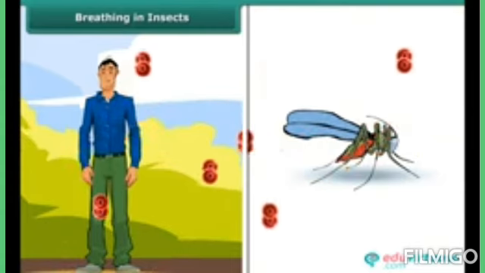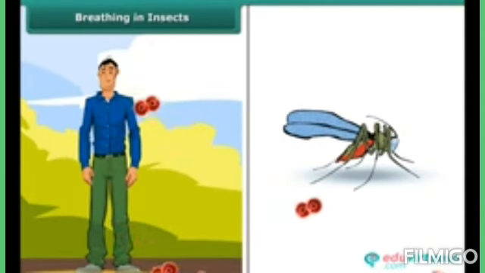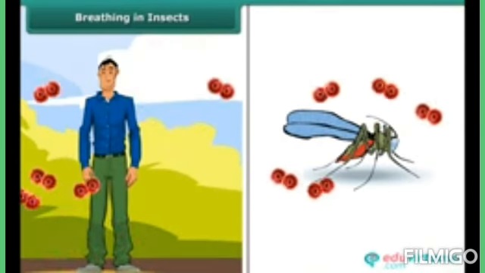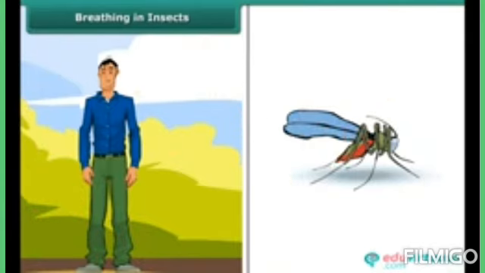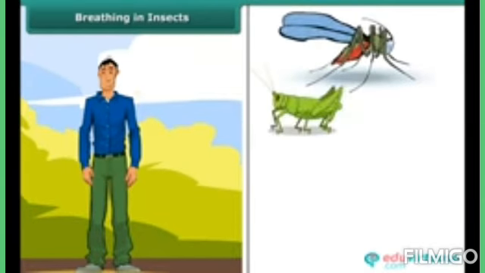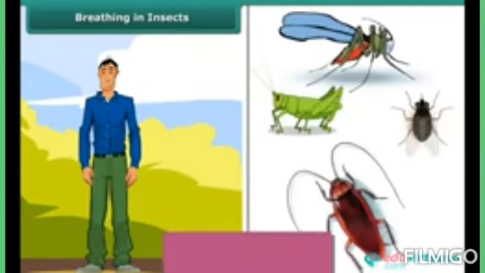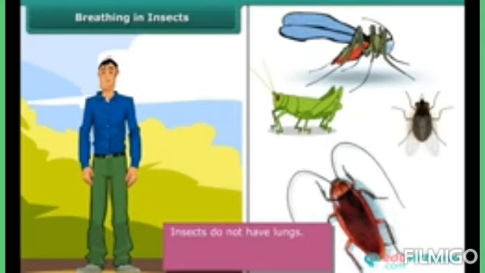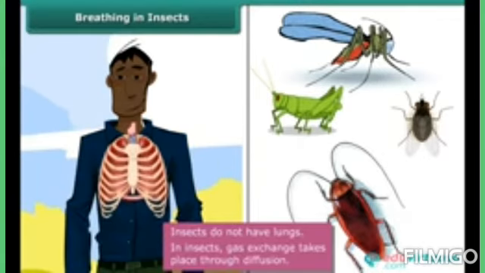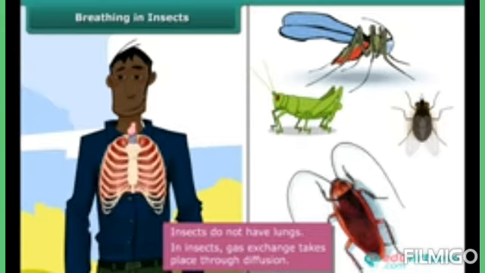Again, like human beings, they produce carbon dioxide as a waste product. But unlike human beings, insects like grasshopper, housefly, cockroaches, etc. do not have lungs. The process by which gas exchange takes place in insects is known as diffusion.